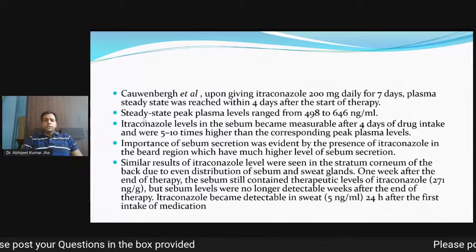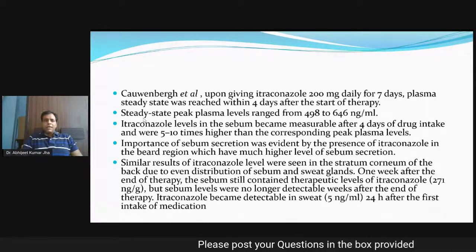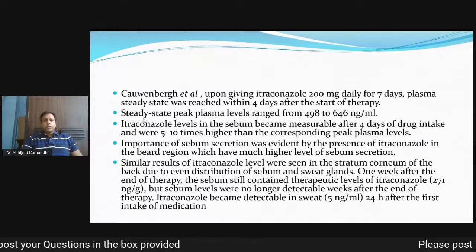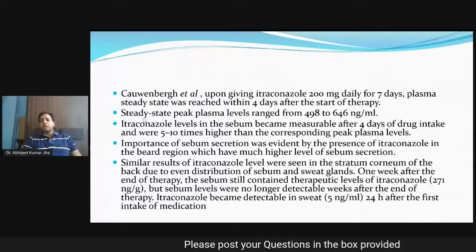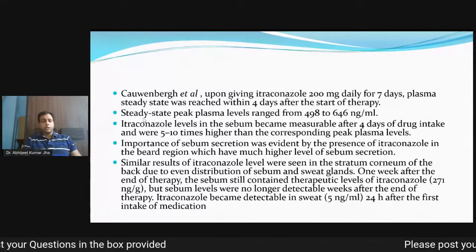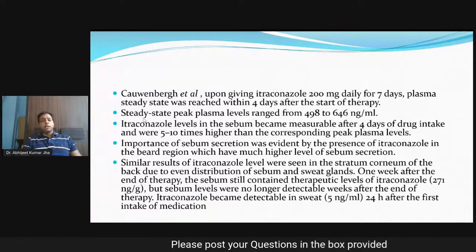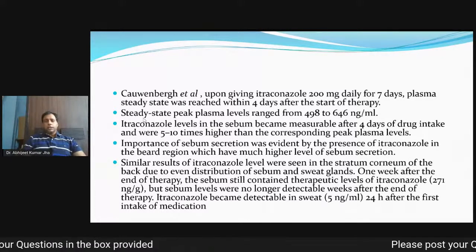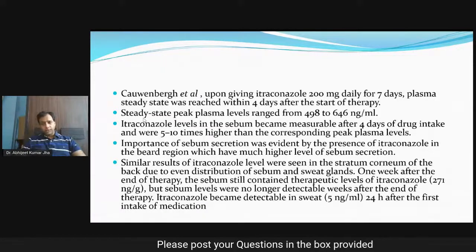When Cobbenberg gave 200 milligram of itraconazole for 7 days, the plasma steady state was reached within 4 days after the start of therapy. Now, the steady state plasma levels ranged from around 500 to 650 nanogram per ml. I'm not going to go through the exact numbers; it is an approximate value. Itraconazole levels in the sebum became measurable after 4 days. Now, this is important. When we're using itraconazole, its level in the sebum is measurable after 4 days.